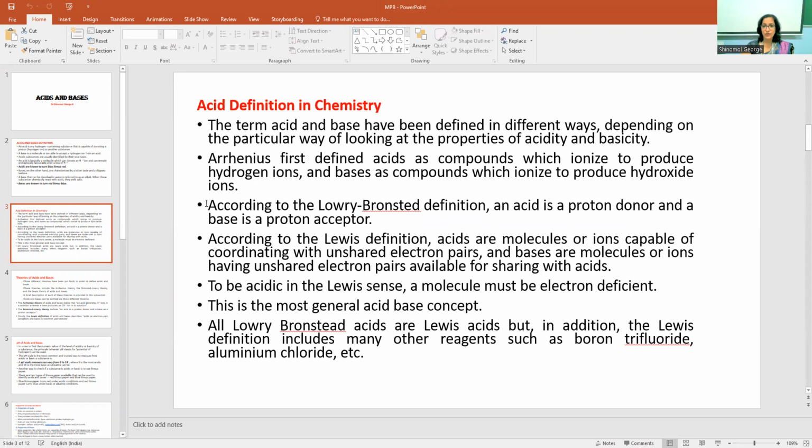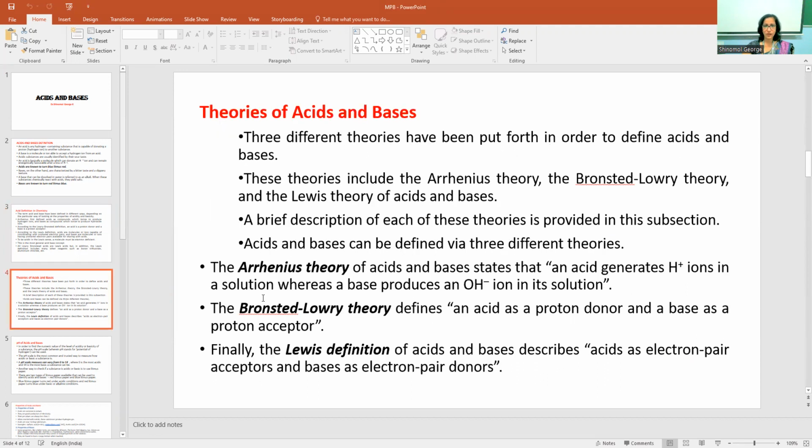To be acidic in the Lewis sense, a molecule must be electron deficient, and it is a more general acid-base concept. So all Lowry-Bronsted acids are Lewis acids, but in addition, the Lewis definition includes many other reagents such as boron trifluoride, aluminum chloride, etc. So, theories for these acids and bases. There are three different theories that have been put forth in order to define acids and bases. These include the Arrhenius theory, the Bronsted-Lowry theory, and the Lewis theory of acids and bases.